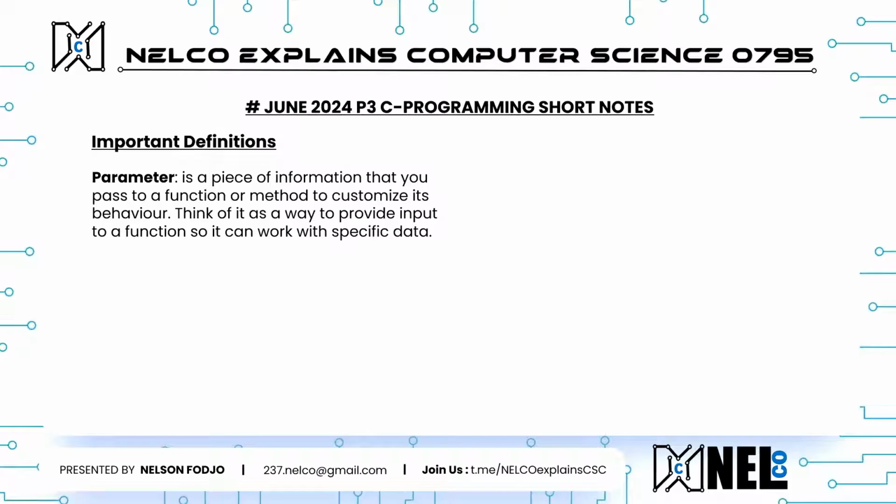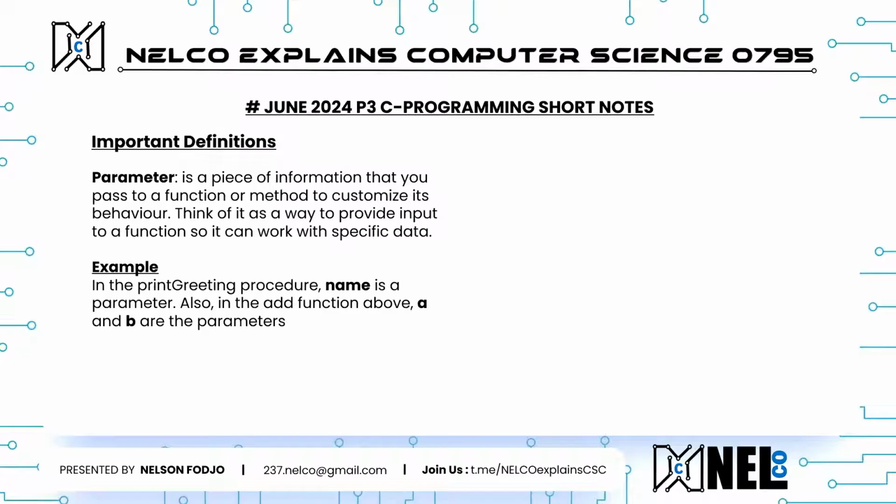Next, we have a parameter. It is a piece of information that you pass to a function or method to customize its behavior. Think of it as a way to provide input to a function so it can work with specific data. For example, in the PrintGreeting procedure we saw, name is a parameter. Also, in the add function above, a and b are the parameters. Look at the pseudocode we had. In the function add, a and b here are the parameters which are inside the parentheses of the add function.